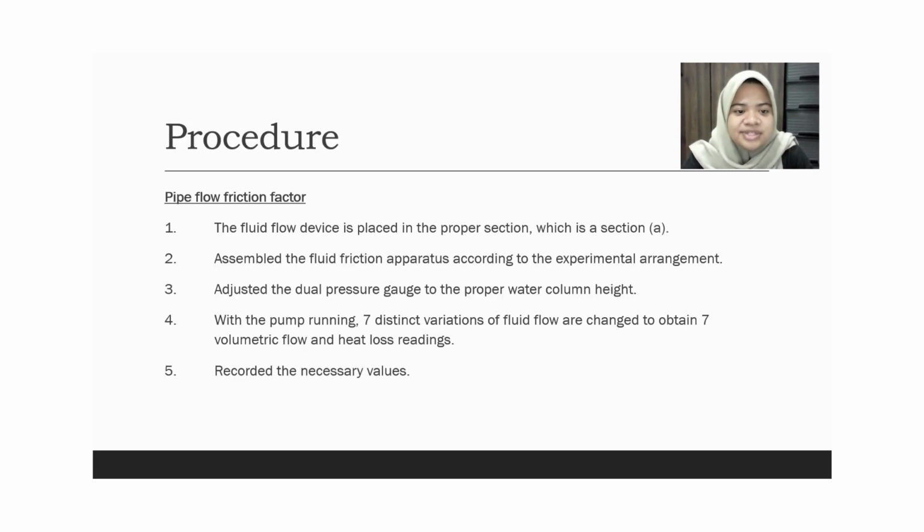Next is the procedure. For the pipe flow friction factor, firstly the fluid flow device is placed in the proper section, which is section A. Assemble the fluid friction apparatus according to the experiment arrangement. Adjust the dual pressure gauge to the proper water column head. With the pump running, several distinct variations of fluid flow are made to obtain 7 volumetric flow and head loss readings. Lastly, record the necessary values.